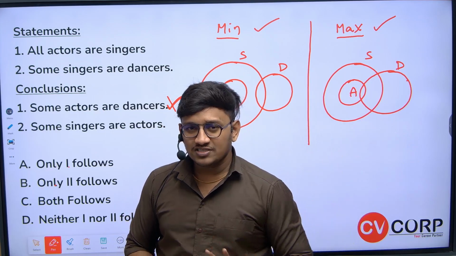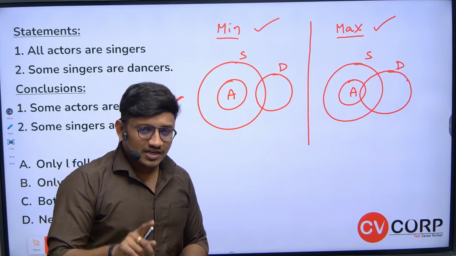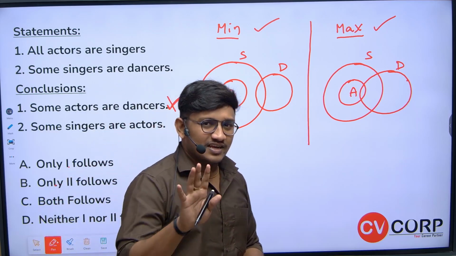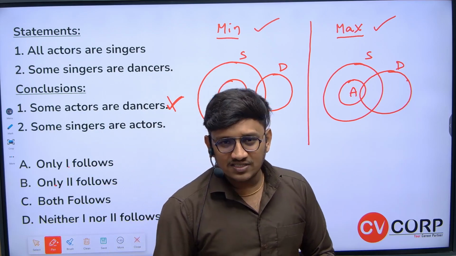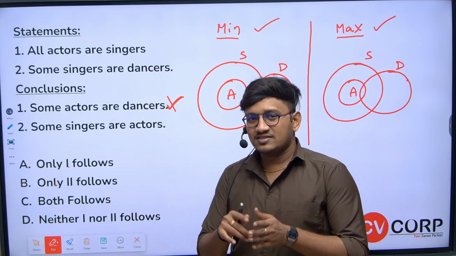So this conclusion is correct. Okay, so don't consider the majority part. Consider if one case is saying negative. Okay, so obviously the conclusion is negative, which means a wrong conclusion.